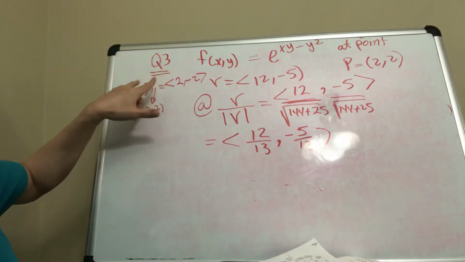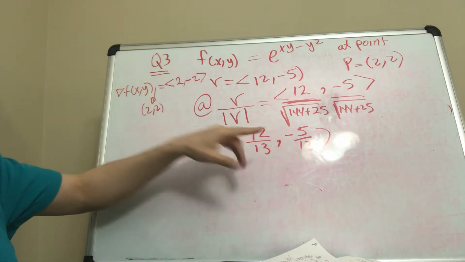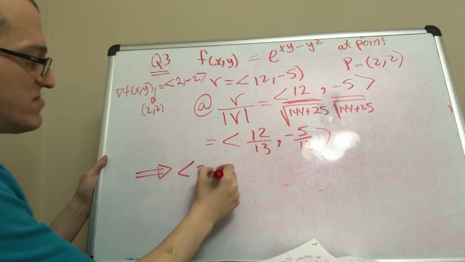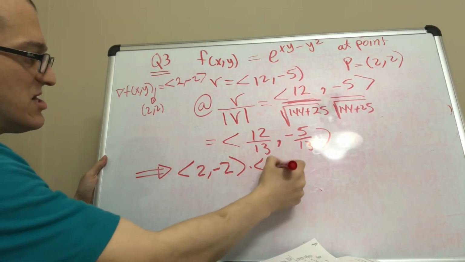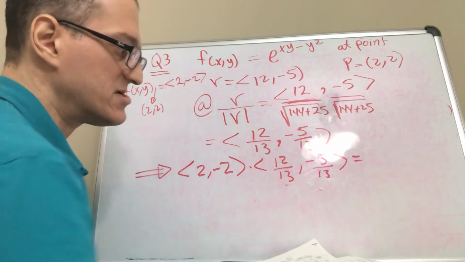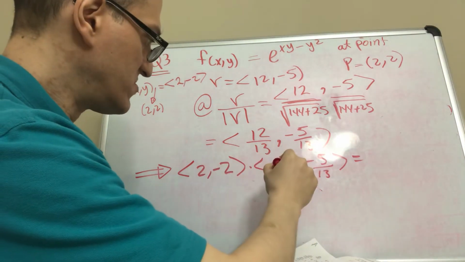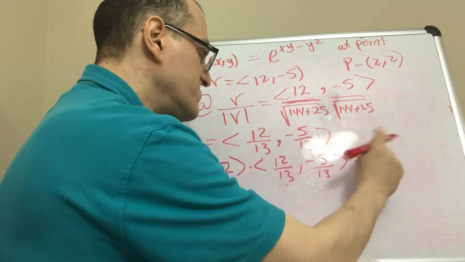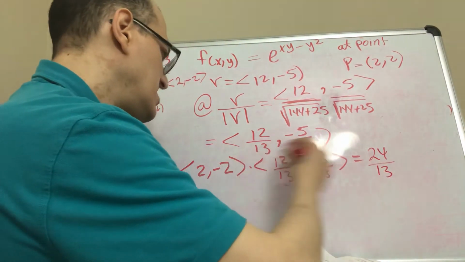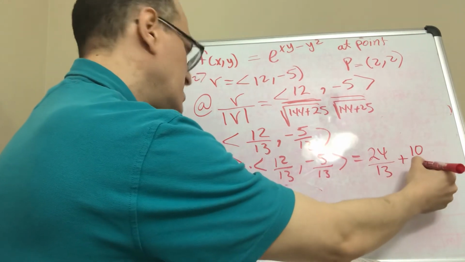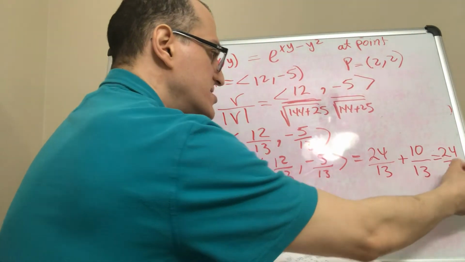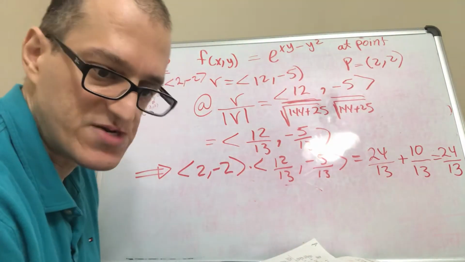If you want the gradient in this direction, you just multiply them. Dot product. So 2 and minus 2 times 12 over 13, minus 5 over 13. First times first, 2 times 12 is 24 over 13, and plus 10 over 13 is 34 over 13. That's the answer for the first one.